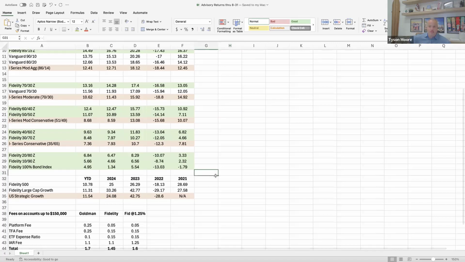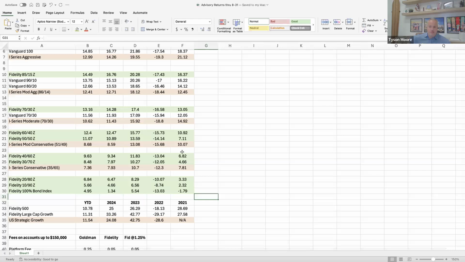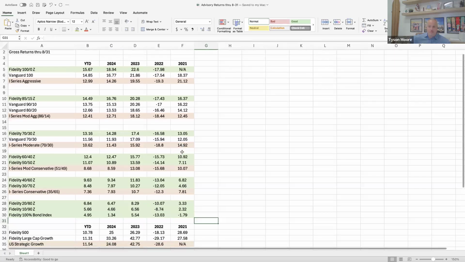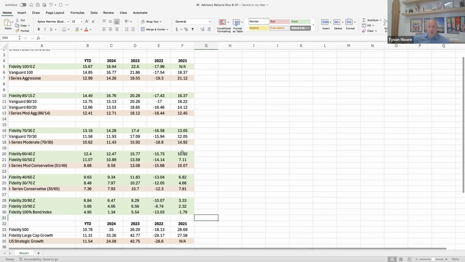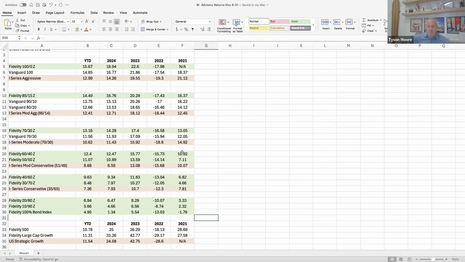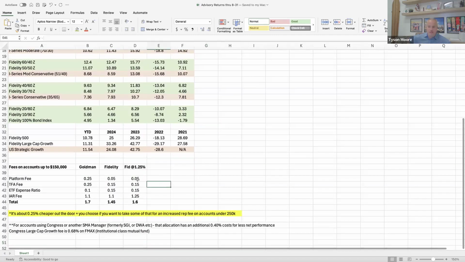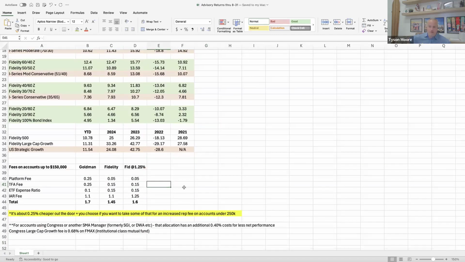I'll send this out so you guys can look at this, use it as a reference. All of this is through August. But I think it's really informative, and this even boosted my confidence that much more in the model construction we're using, the platform. And then on top of that, obviously you've got the fee difference here.